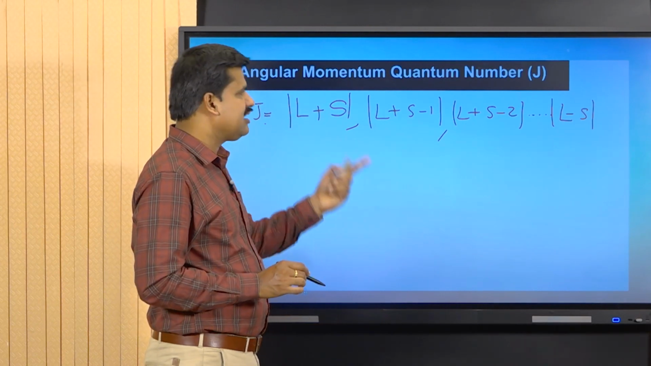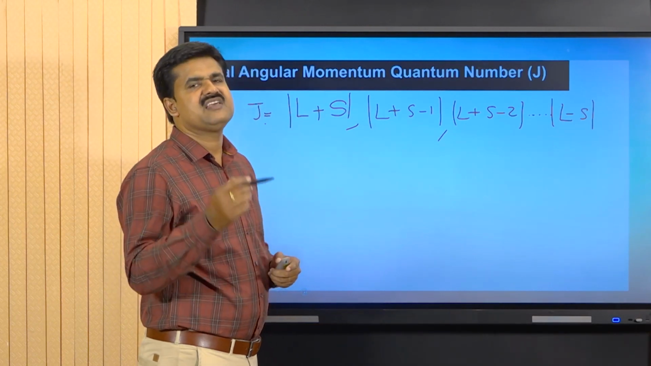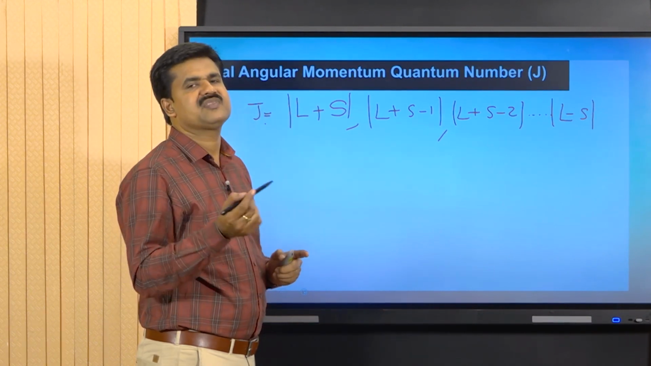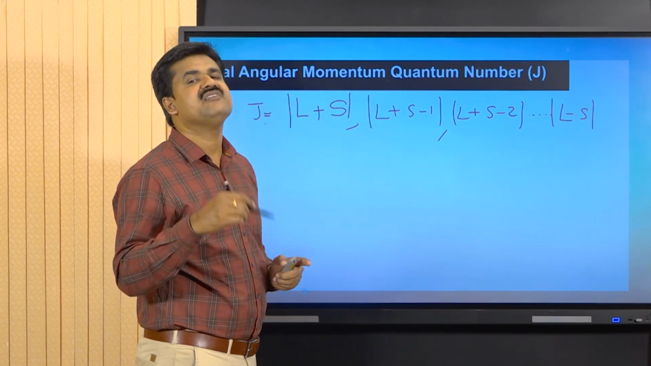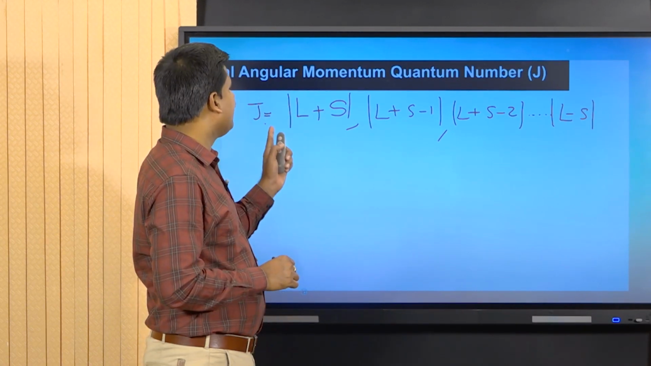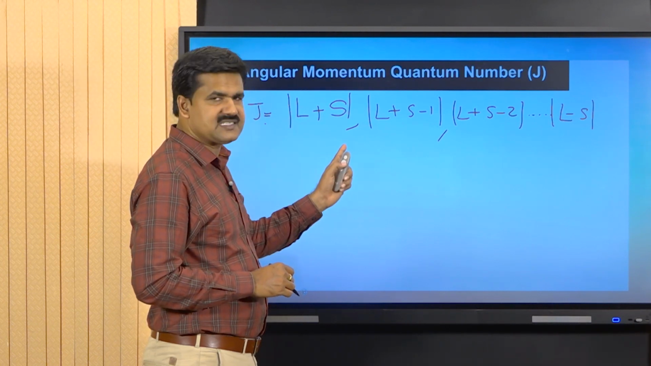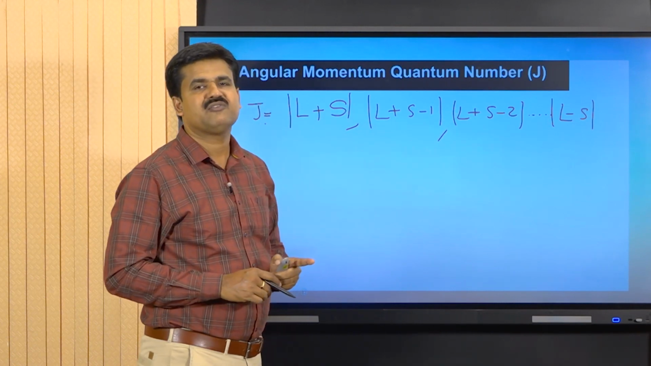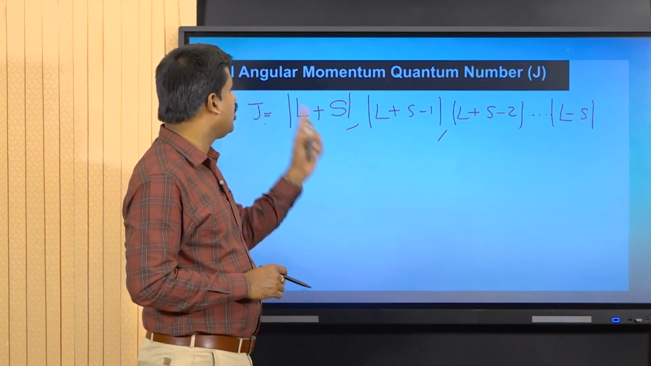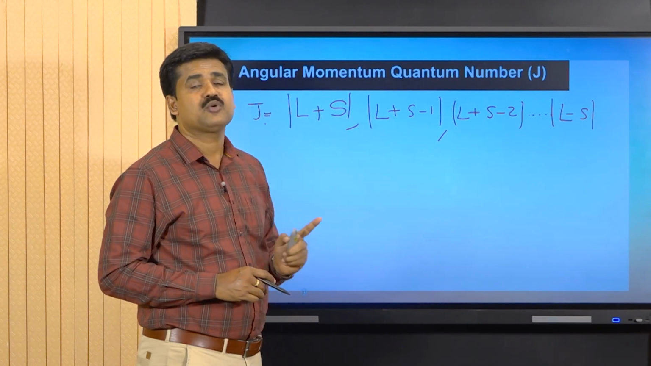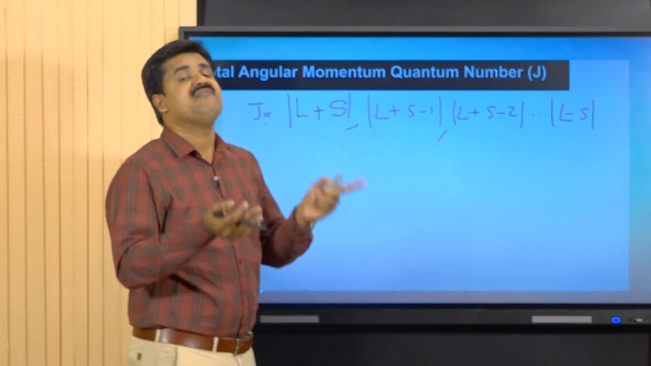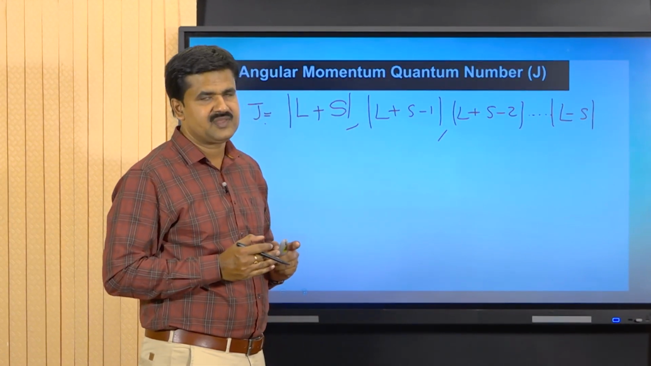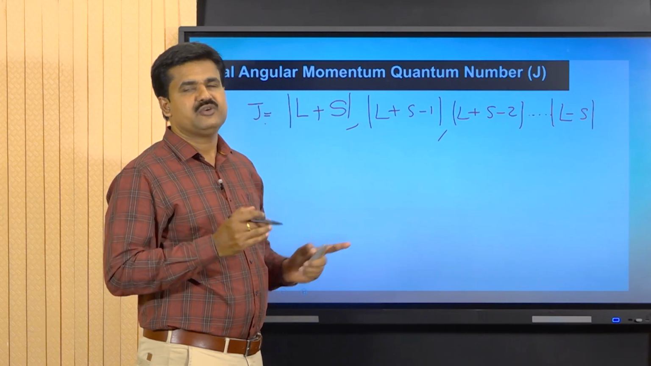And for the ground state configuration, we select any one of the J values based on Hund's rule, which we will discuss later. So, J values range from modulus of L plus S, L plus S minus 1, L plus S minus 2, etc., and the last possible value is L minus S. That is all about the total angular momentum quantum number capital J. So, we can find out J from the values of L as well as S.